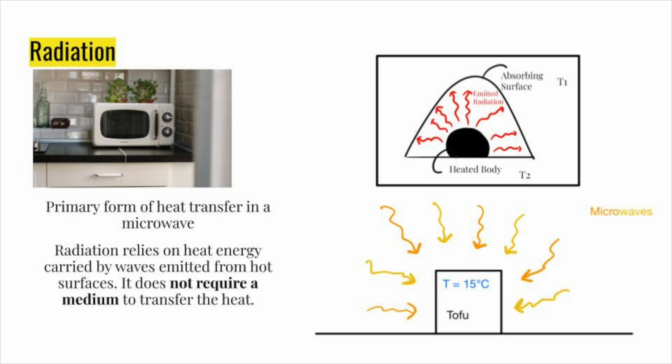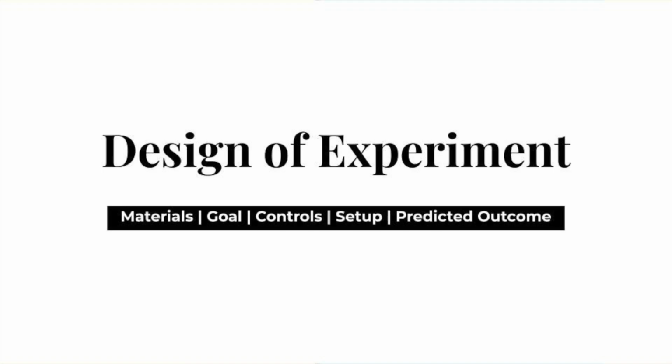Finally, there's radiation. A microwave is a great example of radiative heat transfer. Radiative heat transfer is due to the absorption of electromagnetic radiation, meaning light. Unlike conduction and convection, radiation does not require any medium. Now, let's dive into the experiment that will help you figure out how you should cook your tofu.